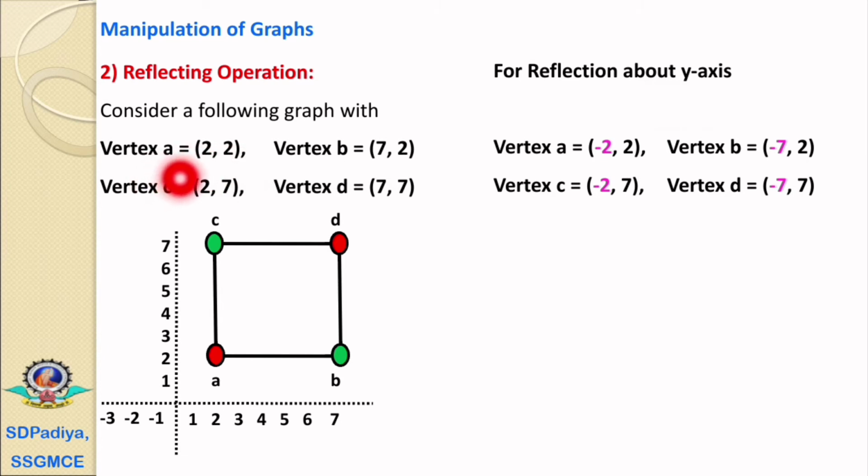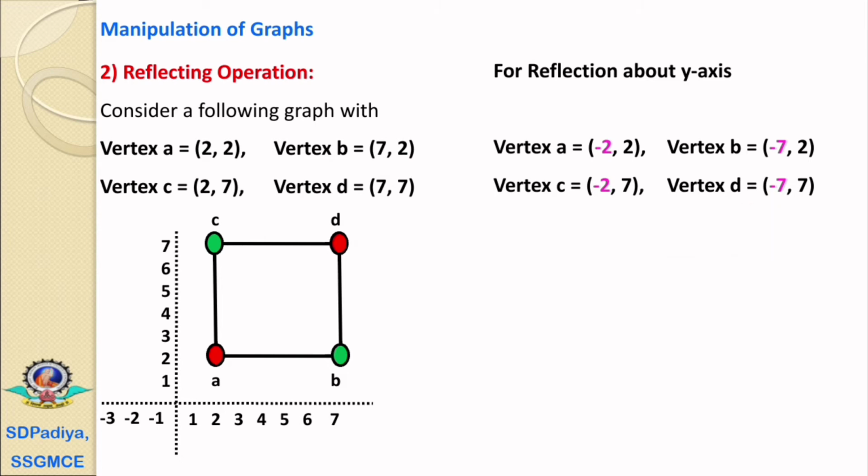The vertex A has the coordinates 2, 2. Therefore, now we have to change it into -2, 2. Vertex B has the coordinates 7, 2. Therefore, now it is -7, 2. Vertex C has the coordinates 2, 7. Therefore, now it is -2, 7. And vertex D has the coordinates 7, 7. Therefore, it is changed to -7, 7.